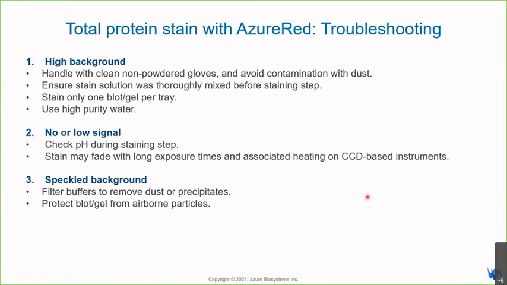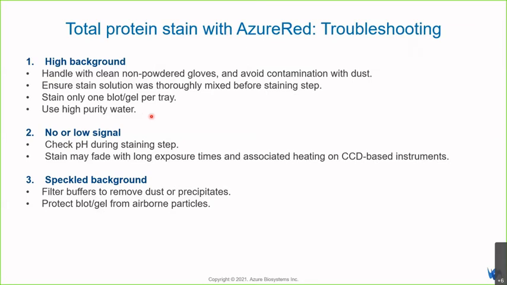Right. In terms of troubleshooting, normally, if you observe high background in your total protein image, one thing is to avoid contamination with dust. Handle the whole Western blot with clean, non-powdered gloves. Please make sure that your staining solution has been thoroughly mixed before the staining step. And do not be greedy. Stain one blot or one gel per tray and use high purity water, just to avoid having particles and artifacts in the water.